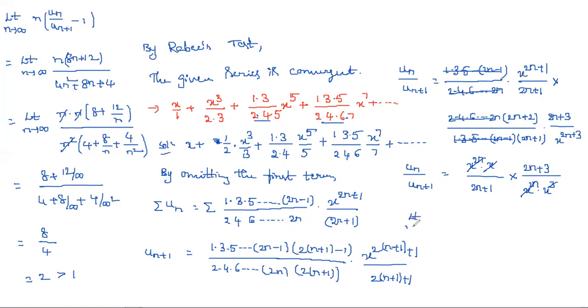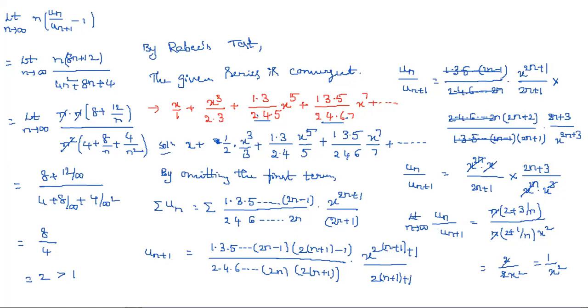So for that, limit n tends to infinity, un by un plus 1 is equal, take n as common. If you take n as common, 2 plus 3 by n by, if you take n as common, 2 plus 1 by n into x square. Here n and n both will cancel. And next, if you substitute the limit, what will we get? 2 by 2x square. So here the 2 and 2 both will cancel, 1 by x square. So limit n tends to infinity, un by un plus 1 is equal to 1 by x square.